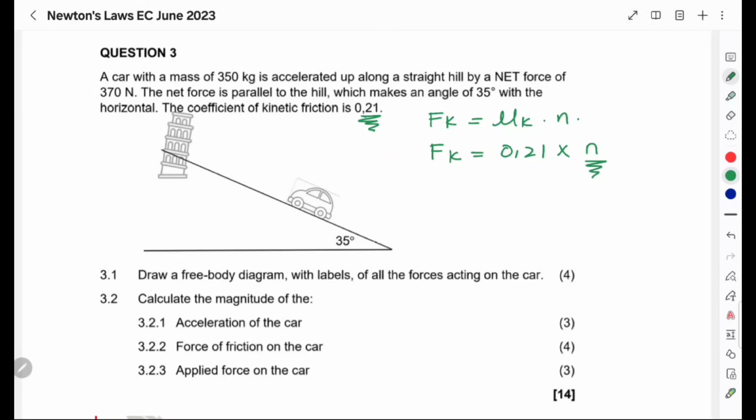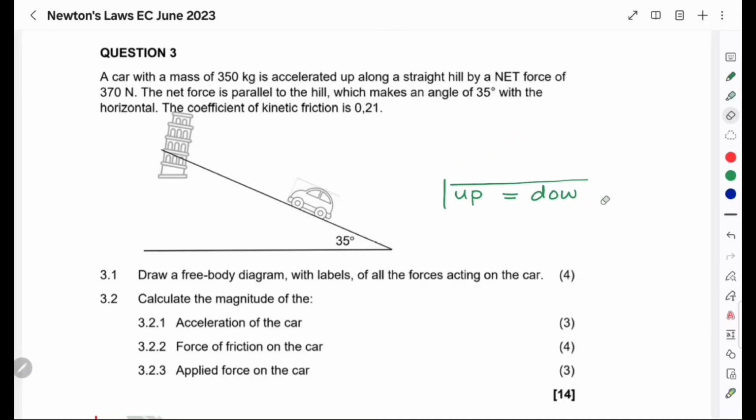From here, we need N. Keep in mind, N is the normal force. So how do we calculate the normal force? We know that normal force is a vertical force, so we take into consideration all the vertical forces acting on the object, and we will state all the forces going up is equal to all the forces going down, and then solve for normal force. So please keep in mind, in order for us to calculate friction, we need to first find normal force. So let us go and find normal force.